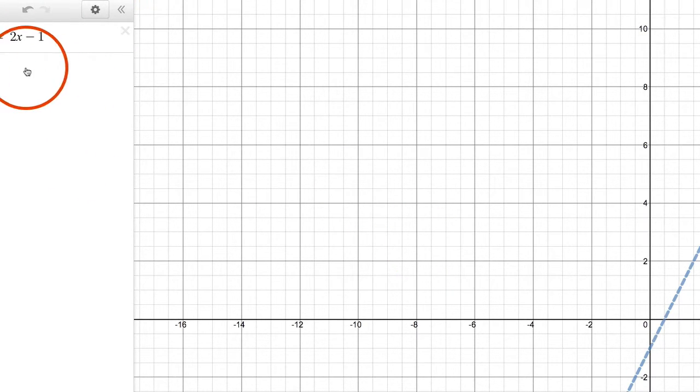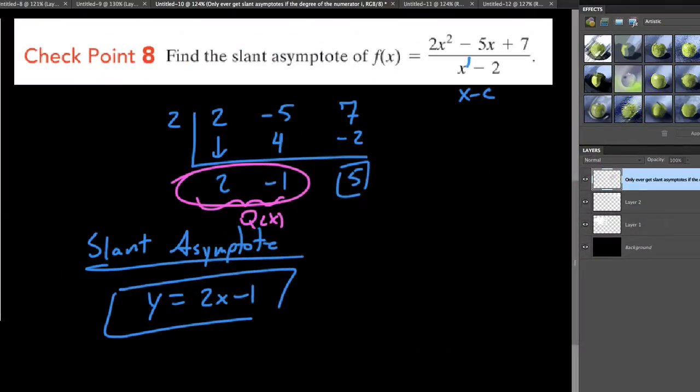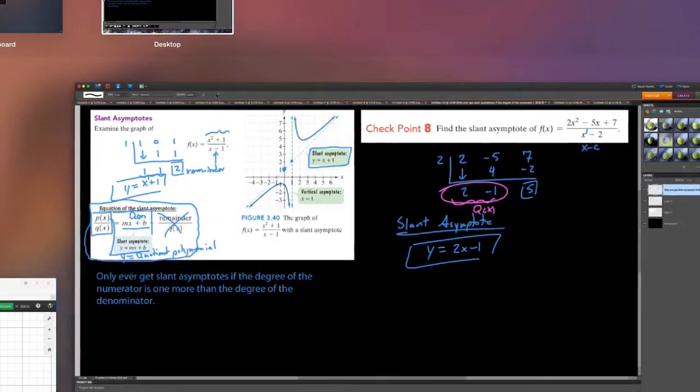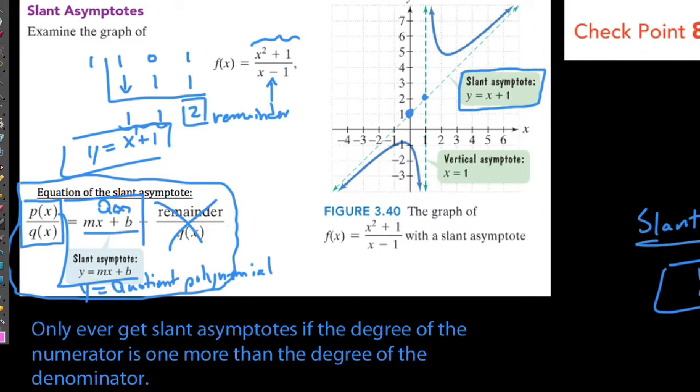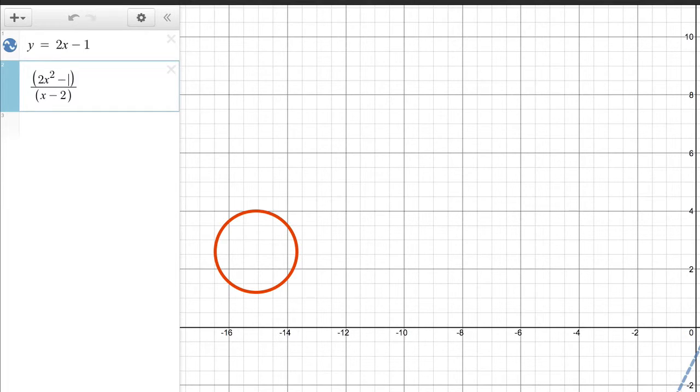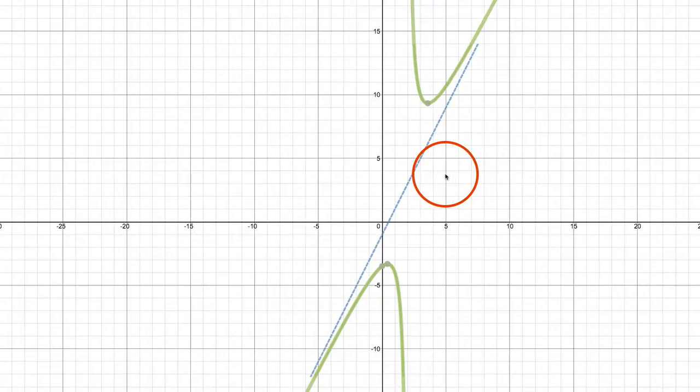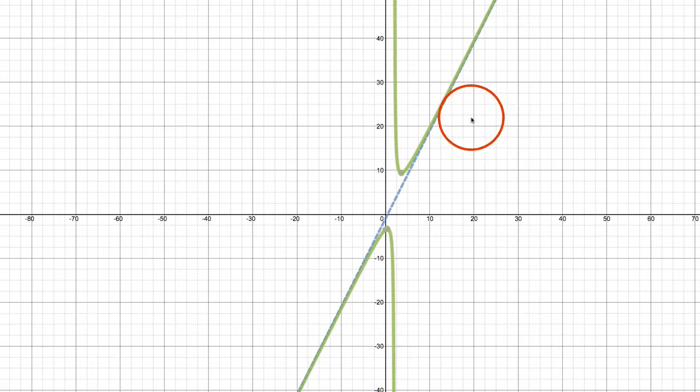Dotted slant asymptote. Let's put in our original function here. We had a polynomial divided by another polynomial: on the bottom we have x minus 2, and on the top we had 2x squared minus 5x plus 7. What I want you to see here is that as I zoom out, on the left and right sides of our graph, our y values get really, really close to the value of the slant asymptote.